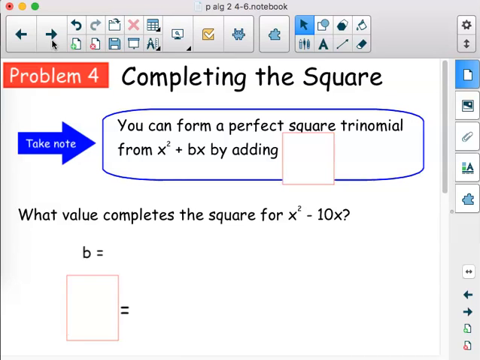Completing the square. You can form a perfect square trinomial from x squared plus bx, we have to know what b is, by adding b over 2 squared. That's why I said when we started today, it's so important that we know those factoring patterns, because this is using the factoring pattern backwards. Instead of taking square roots and multiplying by 2, we're undoing it. We're dividing by 2, and then we're squaring. So this one says, what value would complete the square for x squared minus 10x?